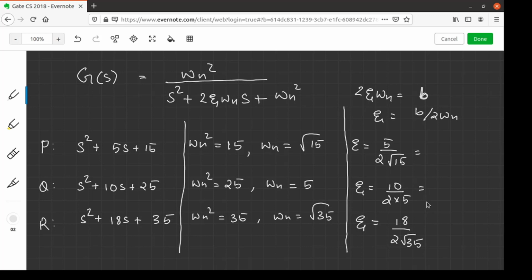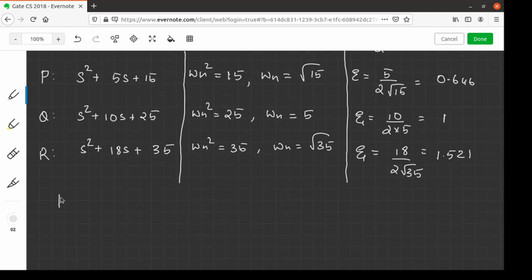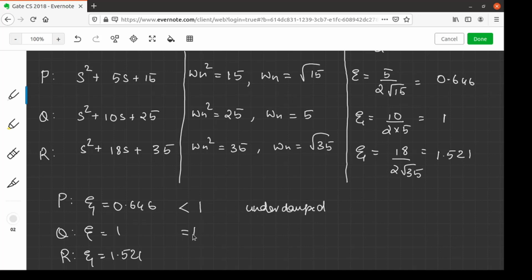If you compute this, you will get 0.646, this is equal to 1, and this is equal to 1.521. So for system P, zeta is 0.646, for system Q, zeta is 1, and for system R, zeta is 1.521. So this is less than 1, which means P is underdamped. This is equal to 1, which means the system is critically damped, and this is greater than 1, hence the system is overdamped.